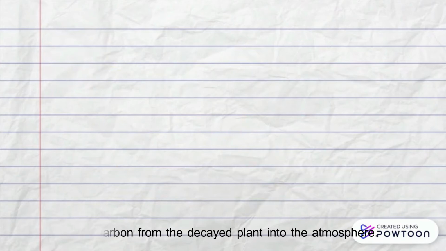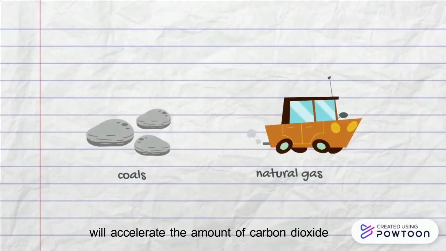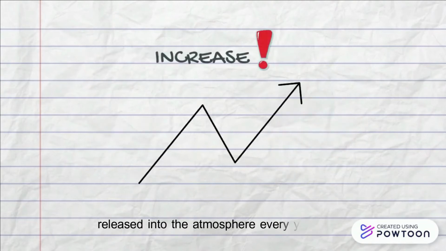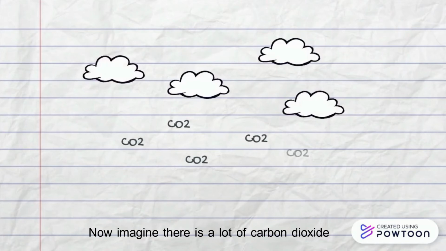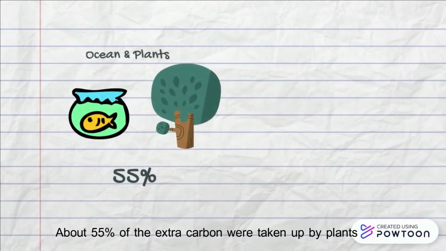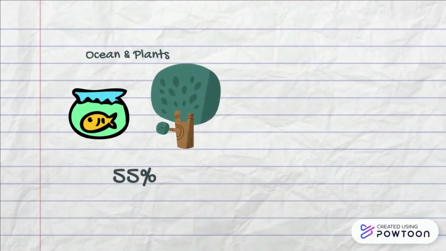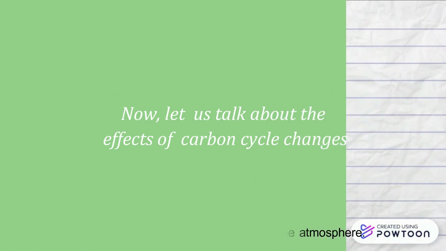plants into the atmosphere. The burning of fossil fuels such as coal and natural gas will accelerate the amount of carbon dioxide released into the atmosphere every year. Now, imagine there is a lot of carbon dioxide trapped in the atmosphere. This extra carbon dioxide must go somewhere, but where? About 55% of the extra carbon is taken up by plants and the ocean, while another 45% stays in the atmosphere.